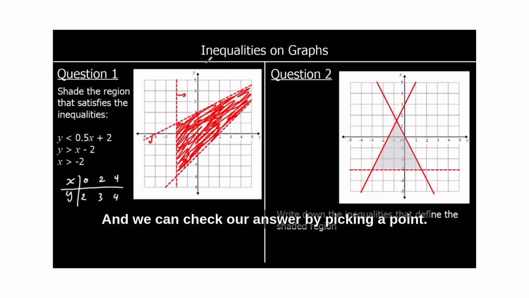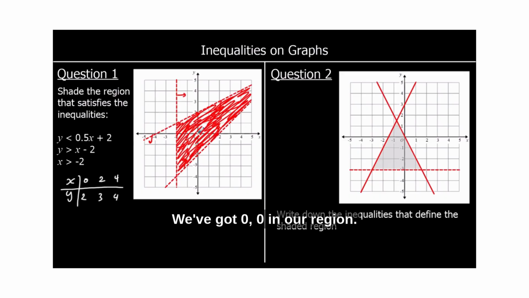And we can check our answer by picking a point. We've got 0, 0 in our region, so we can use that. So 0 is less than half of 0, which is 0 plus 2. So 0 is less than 2. That's correct. 0 is bigger than 0 minus 2. So 0 is bigger than negative 2. That's correct. And 0 is bigger than negative 2 again. That's correct.